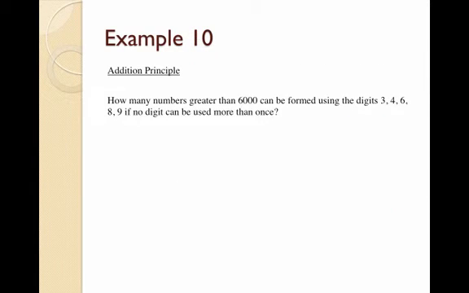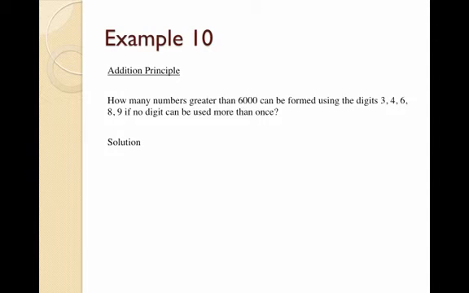But it's not all multiplication. Sometimes addition is required. Let's look at example 10. How many numbers greater than 6,000 can be formed using the digits 3, 4, 6, 8, and 9 if no digit can be used more than once?